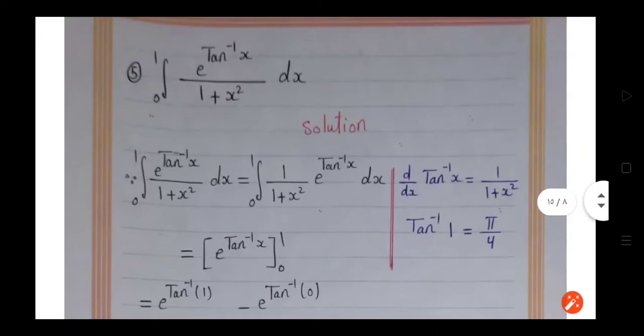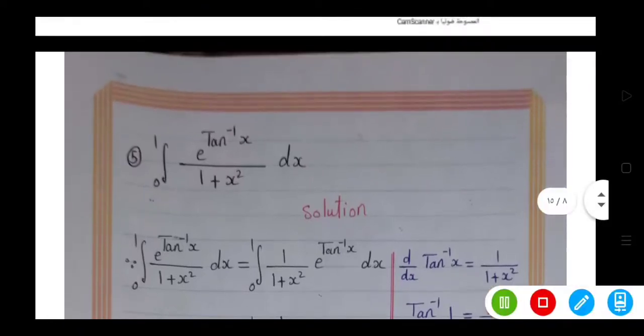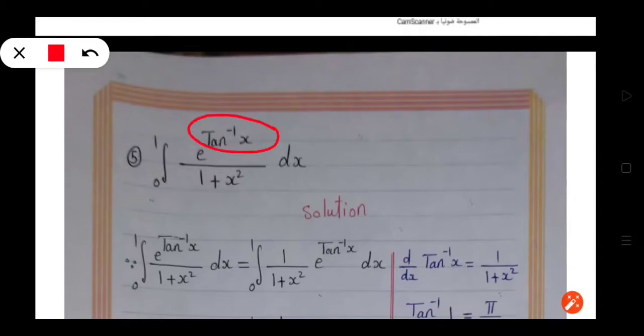Another example in the same point. Definite integral from 0 to 1 of e power tan inverse x over 1 plus x squared dx. We notice that there exists a relation between tan inverse x and 1 over 1 plus x squared. That means that the derivative of tan minus 1 x is 1 over 1 plus x squared. We put it in the following form: 1 over 1 plus x squared times e power tan inverse x dx.